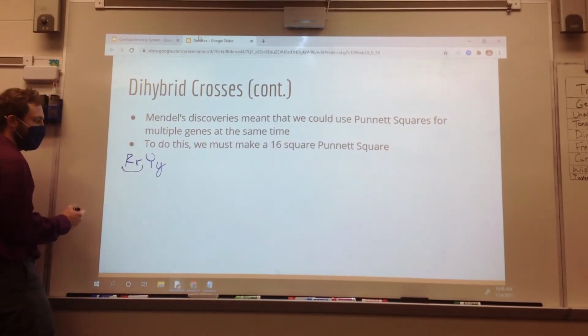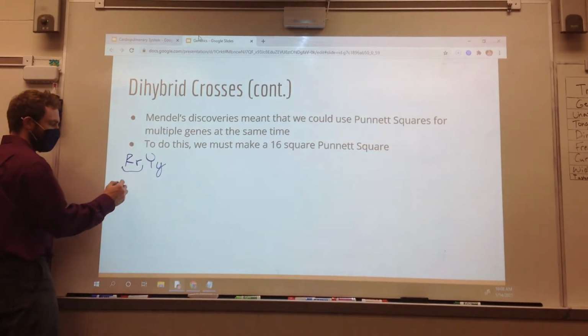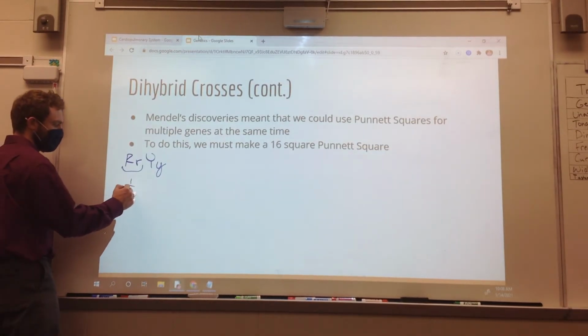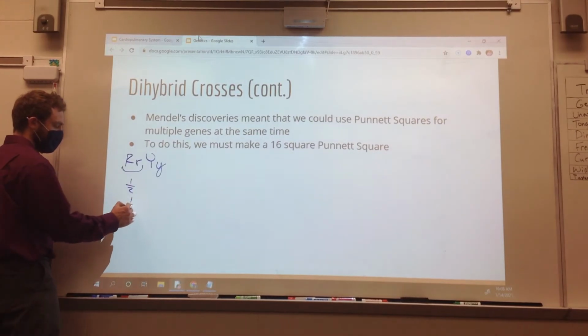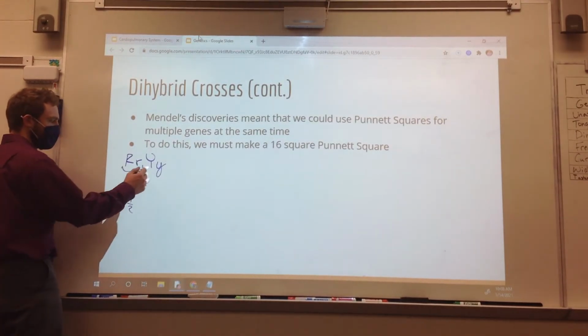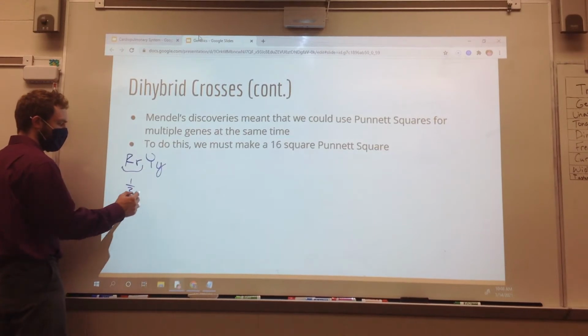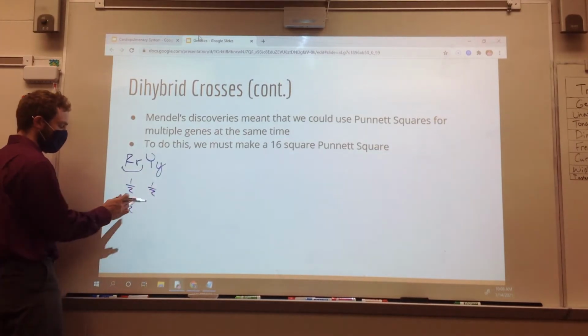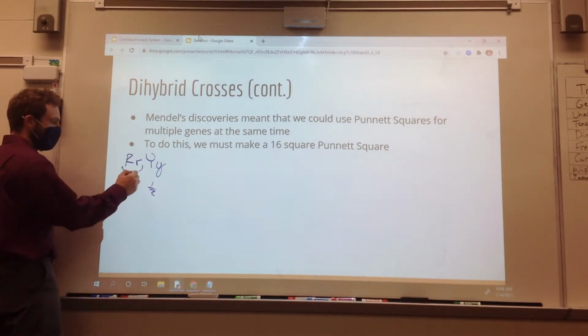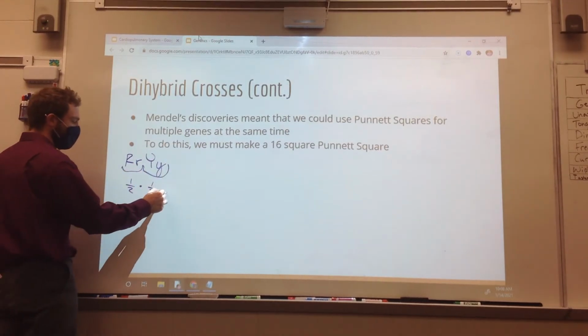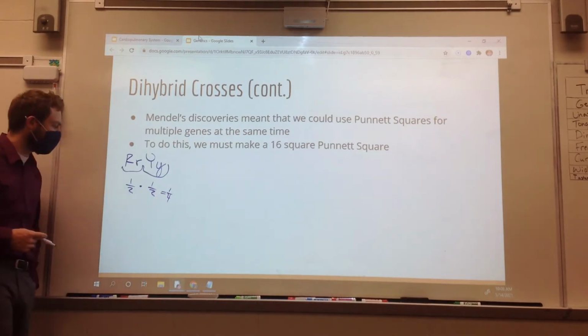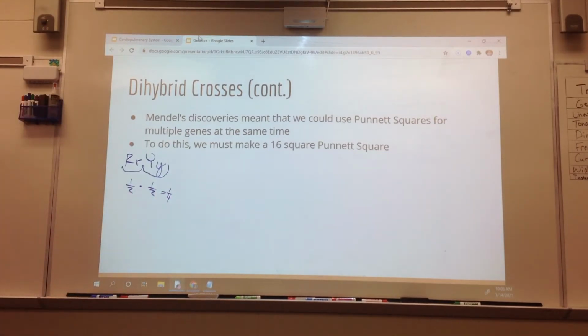What's my chance of being capital R? 1/2. What's my chance of being lowercase r? 1/2. What's my chance of being capital Y? 1/2. So if I'm just looking individually, whichever one I get, I have a 50% chance. That's actually a shorthand way, you just would have to flip it. There are 4 different combinations of alleles you can have here.